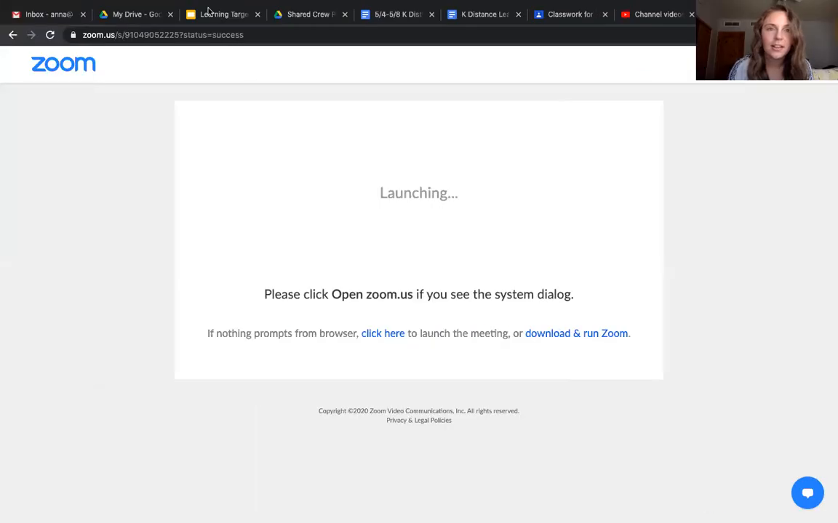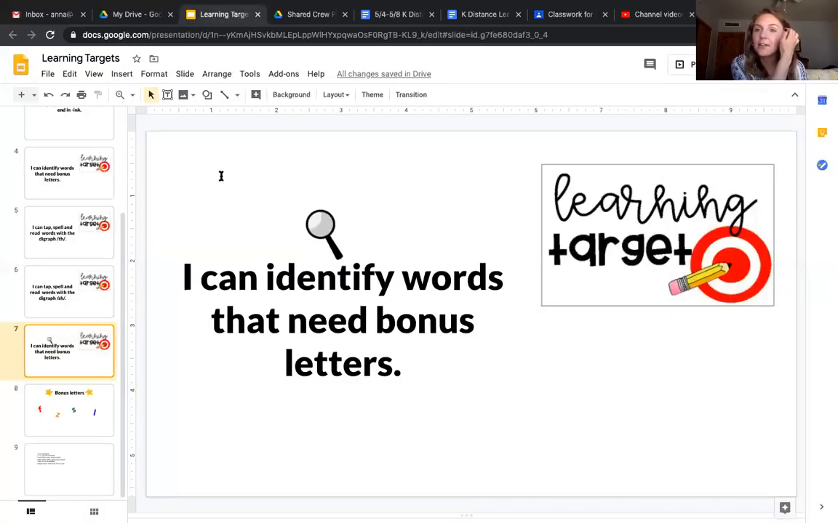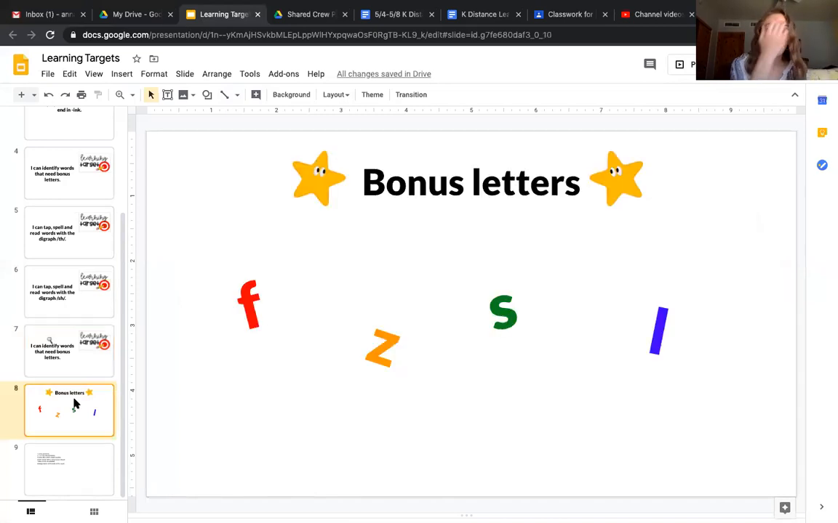Let's get started with our learning target. All right, you can repeat after me. I can identify words that need bonus letters. Let's remember what our bonus letters are. Our bonus letters, you can say them with me, are F, Z, S, and L. So those are going to be the letters that we are going to keep in our brain.